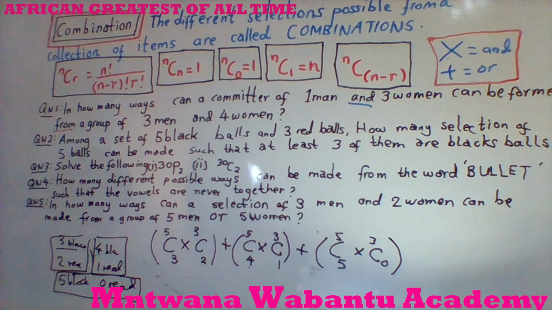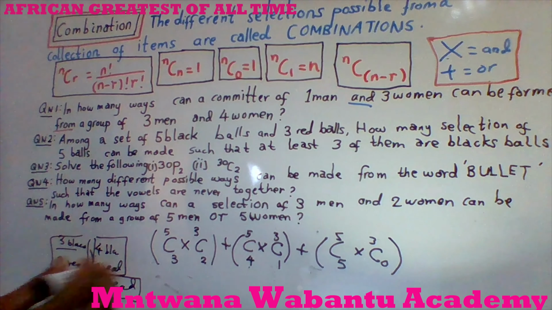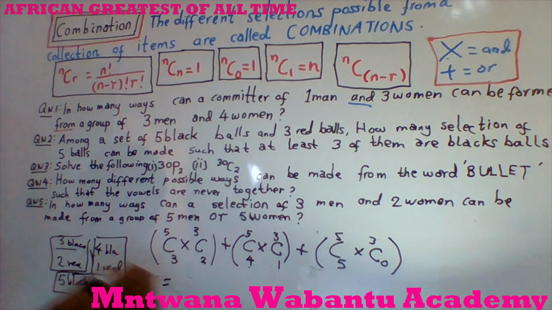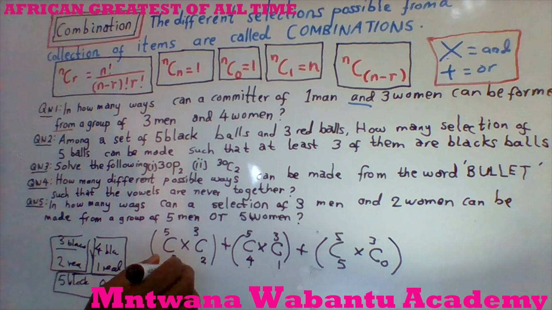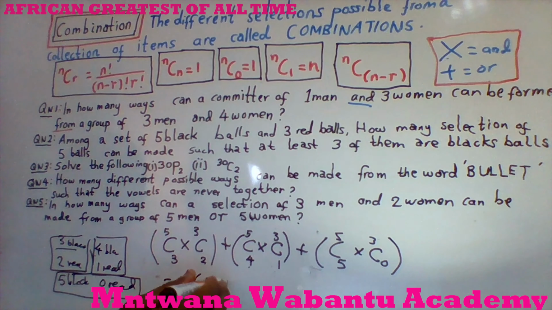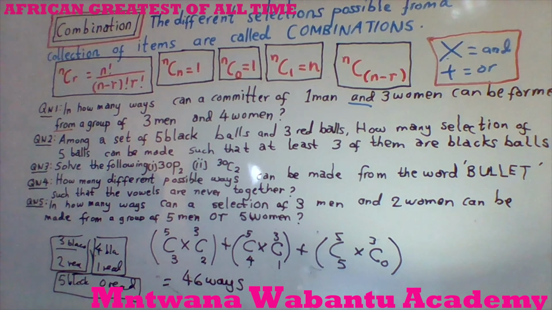So next step now, we can plug that in the calculator. Plug straight away in the calculator. We know how to plug in the calculator exactly, and this is going to give us 46 ways. 46 ways. Plug exactly how it is, 46 ways.